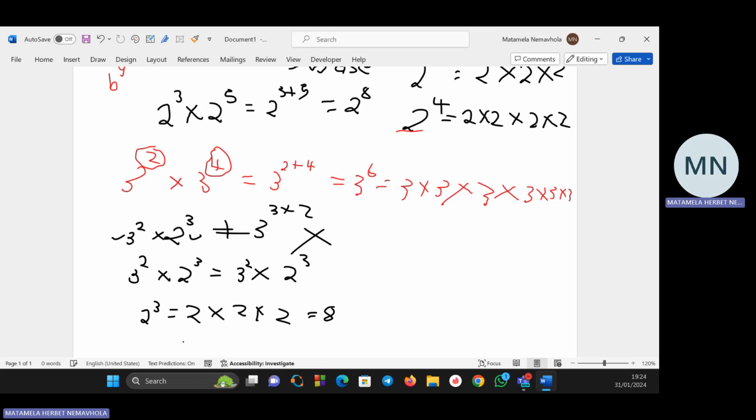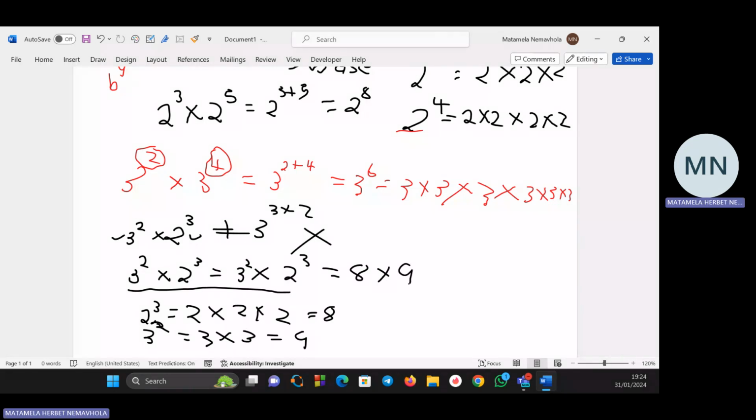And then if you check, 3 to the power 2 is the same as 3 multiplied by 3. So 3 multiplied by 3 is the same as 9. Which means when you have this kind of question, you can just say this is the same as 8 multiplied by what? This result, multiplied by 9.